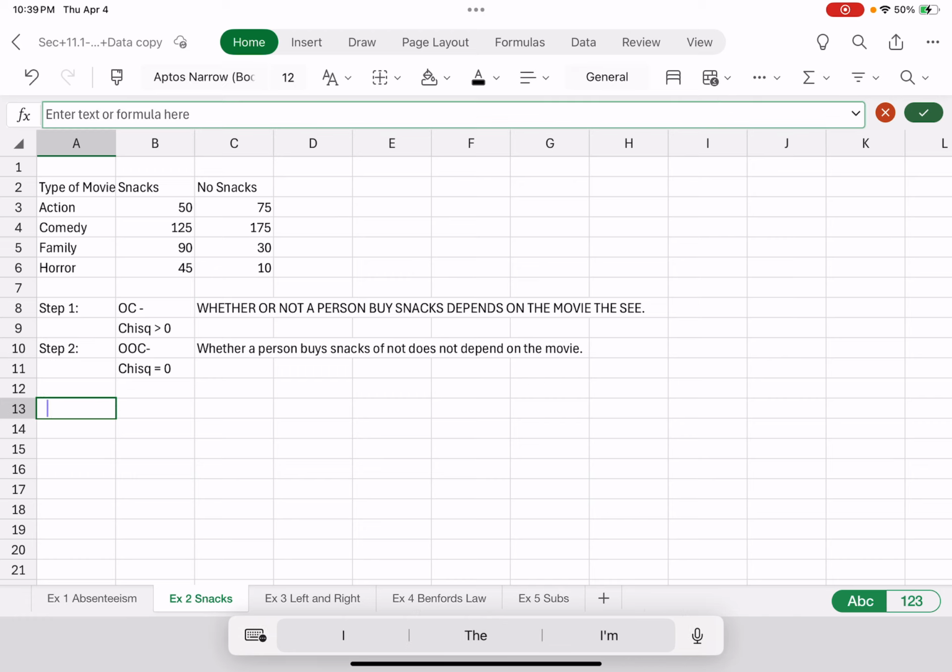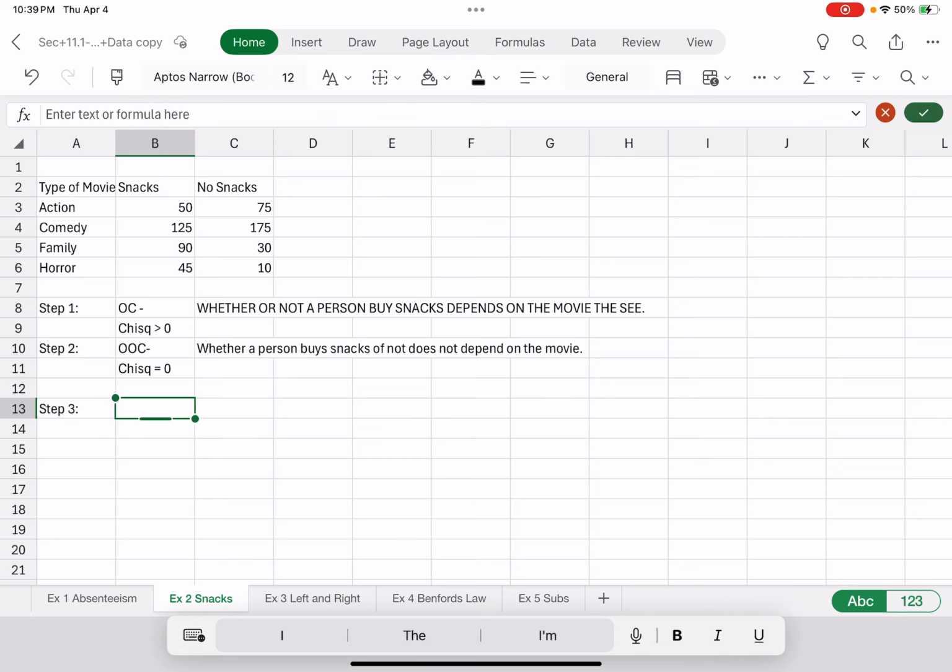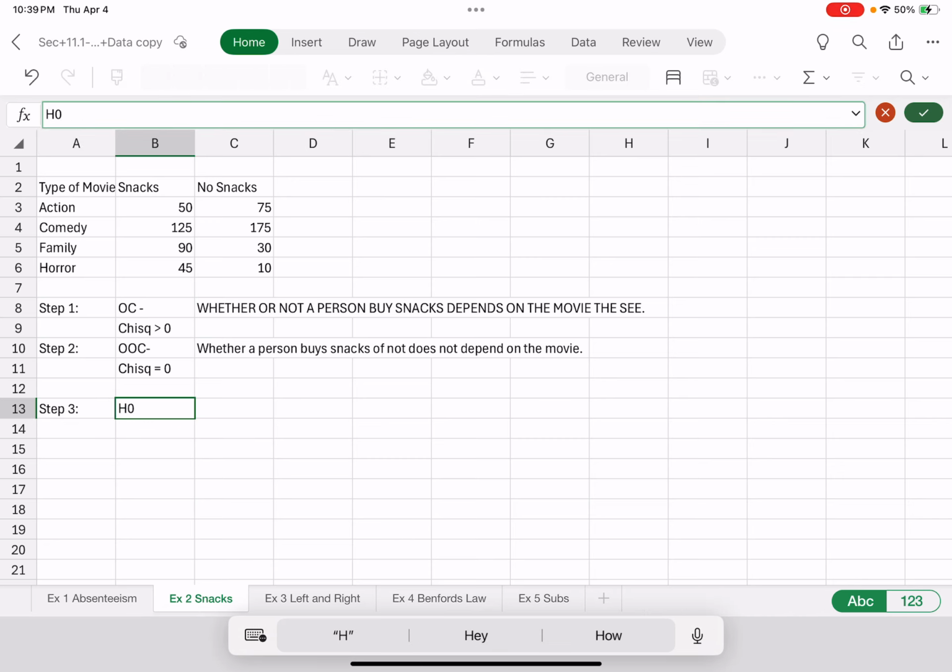All right, step 3 now. The null hypothesis, as always, for these types of tests, it is going to be chi² equals 0. And so the original claim, the alternative hypothesis, is again going to be chi² is greater than 0. All right.